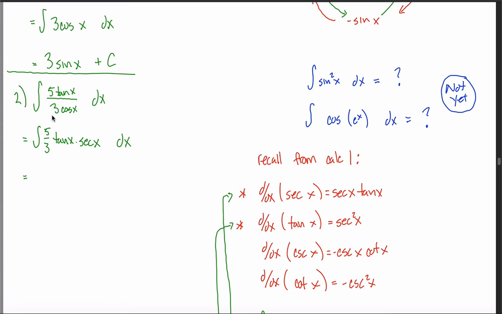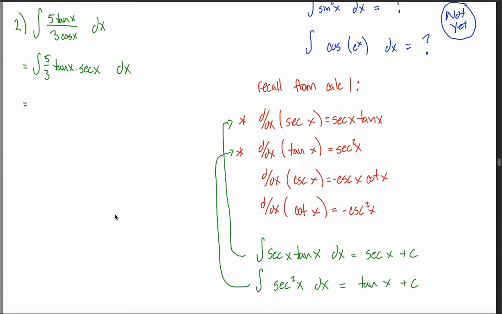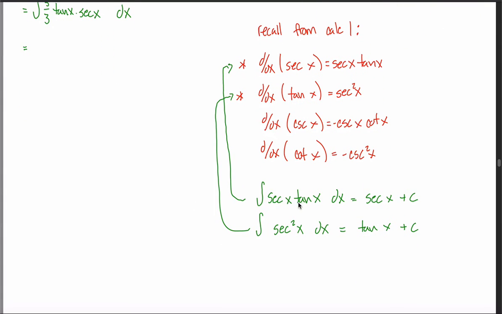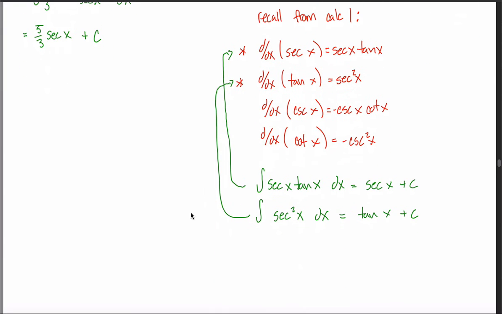Now when I take the antiderivative, I can pull the constant out in front, and so I just get 5/3 times the antiderivative of tangent of x times secant of x, and as we just wrote a minute ago, the antiderivative of tangent of x times secant of x is just secant of x plus c. So what we get here is 5/3 secant x plus c. That's all I've got on trig functions.